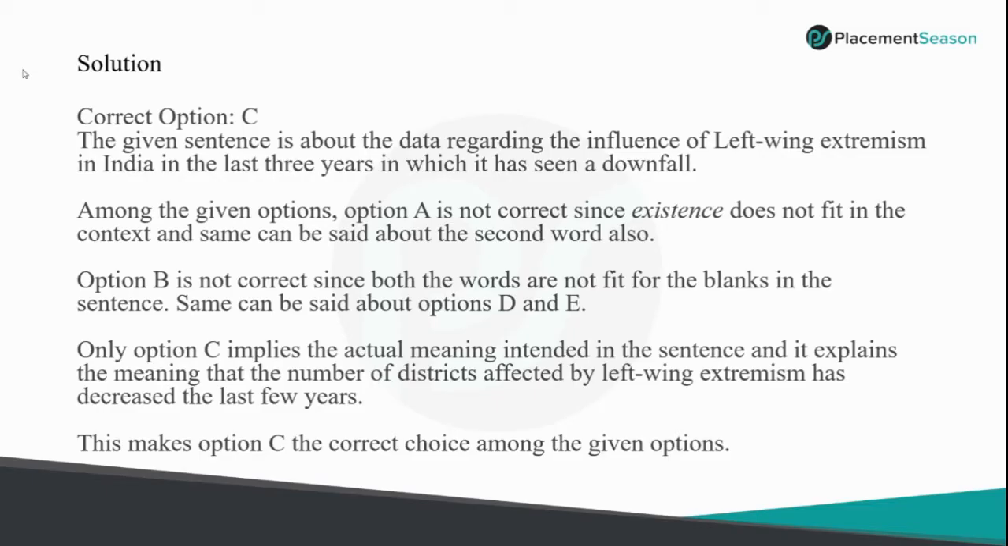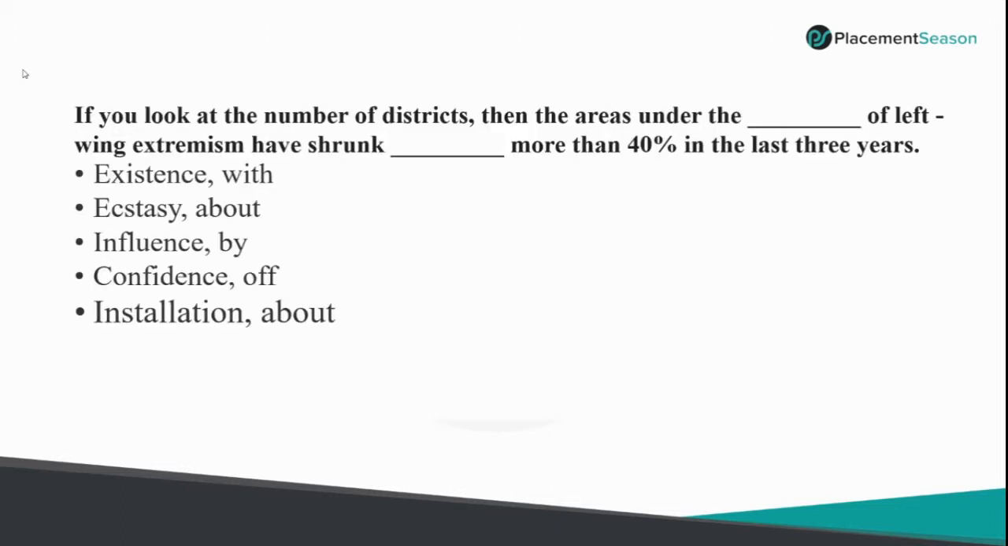So now what is it with C? C actually sticks to the meaning that is intended in the sentence. It explains that the number of districts affected by left-wing extremism has decreased in the last few years. So now let's see. If you look at the number of districts, then the areas under the influence of left-wing extremism have shrunk by more than 40% in the last 3 years.